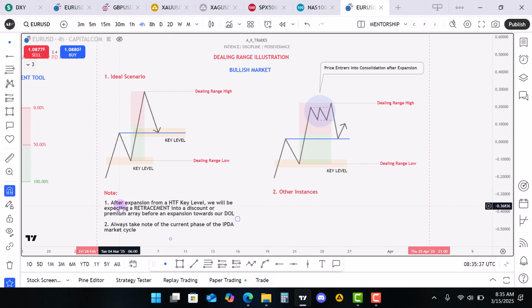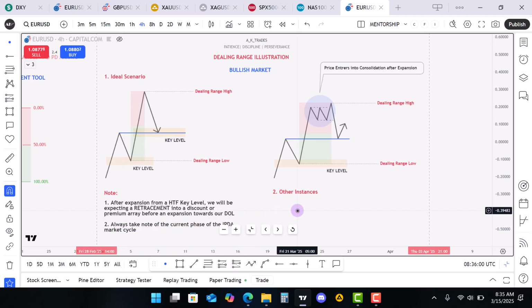Now, let's take note of this. After expansion from a high time frame key level, we will be expecting a retracement. The key word here is retracement into a discount or premium array before an expansion towards our draw on liquidity. Now, always take note of the current phase of the EBITDA market cycle.